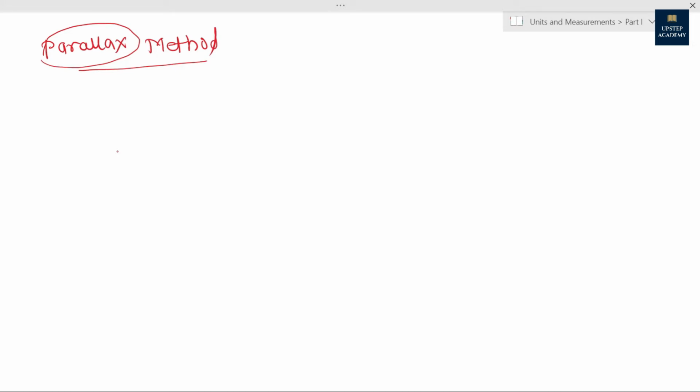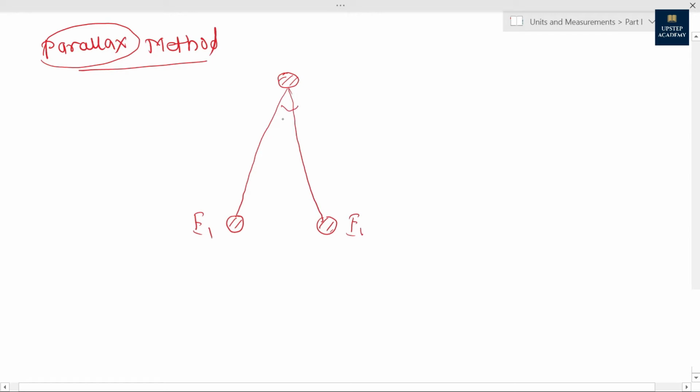Okay, so let's figure out what exactly we have done. Here is the object on the opposite wall of you, and here are your two eyes. This is I1 and this is I2. Let's draw the lines. Okay, so this is the angle. This angle is called the parallax angle. As our eyes make an angle with the object, that angle is the parallax angle.